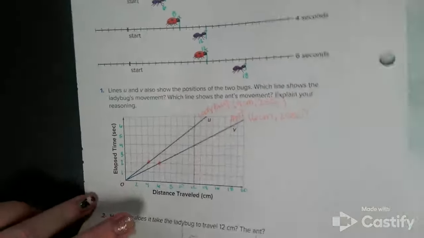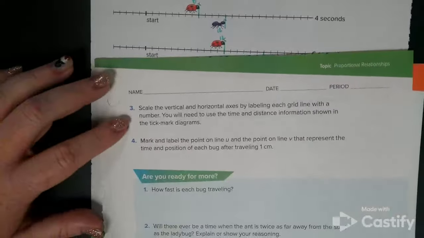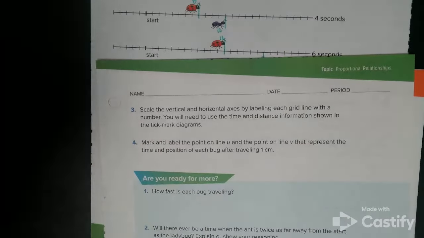Okay, I think we're still on this page, but here. Scale the vertical and horizontal axes by labeling each grid line with numbers. We did that.